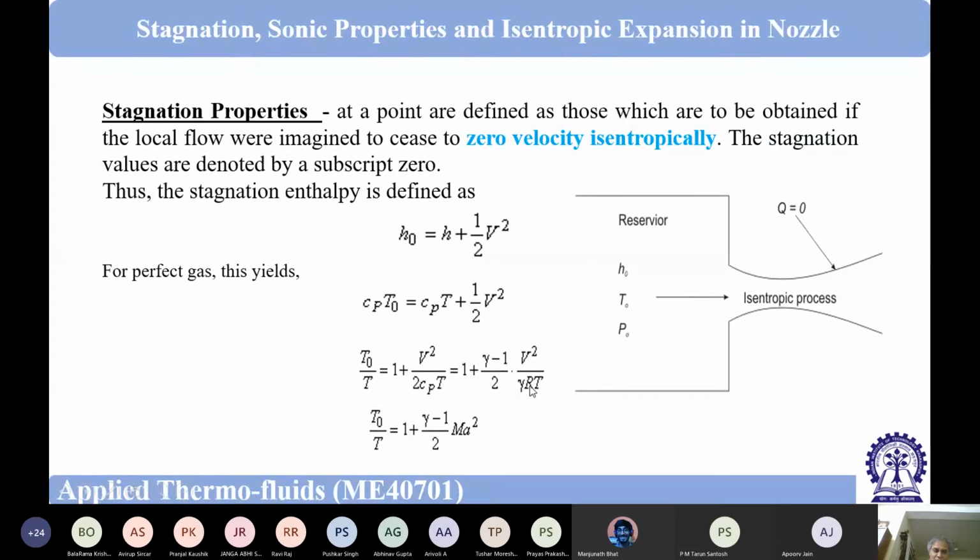So all these things we have put. And here one quantity is coming. That is your gamma RT. And gamma RT, if you remember, that root over gamma RT is equal to local sonic velocity. This is your local sonic velocity, and let's say local sonic velocity is A. So this quantity is V square by A square. So that is Ma square, where Ma is the Mach number.